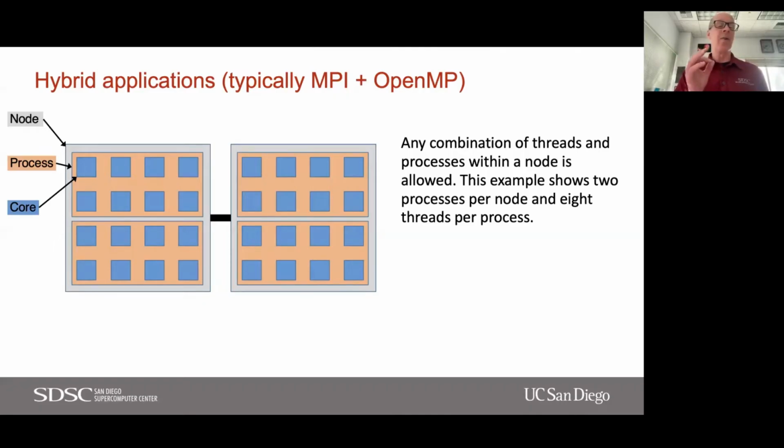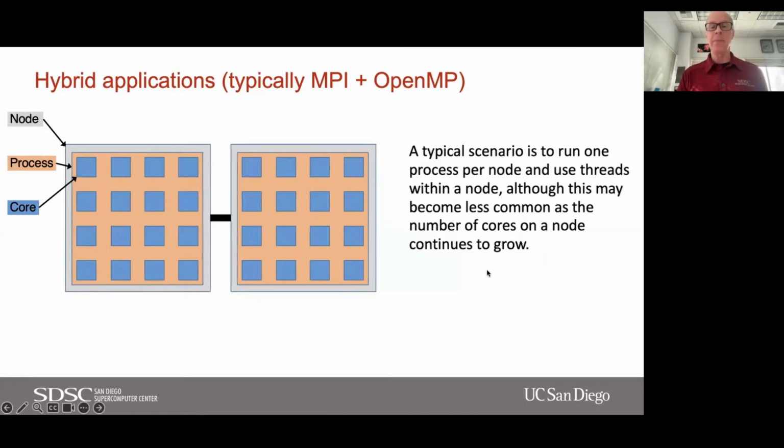So again, we're still executing one thread per core, but we divide it up a little bit differently. So here we have 4 processes, 2 processes per node, and 8 threads per process. A typical scenario, and I'm going to say this is getting a little out of date, is to run one process per node and use threads within a node. But this is becoming a little less common as the number of cores on a node continues to grow.